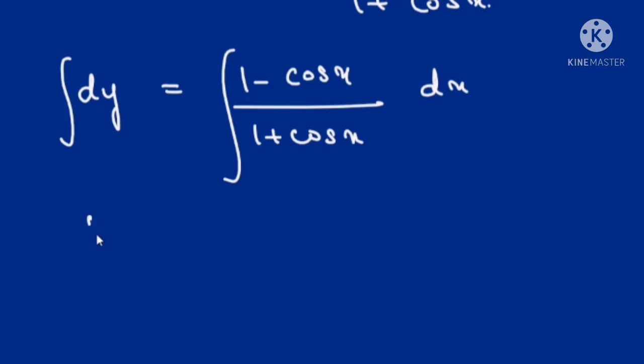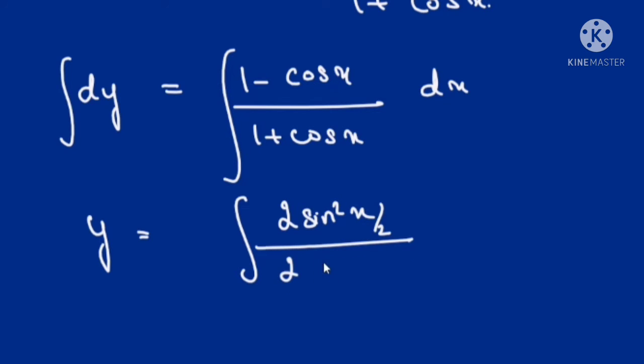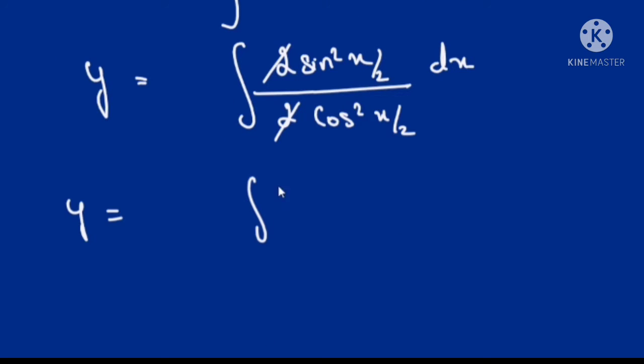So integration of dy is y. Integration of this, 1 minus cos x is 2 sine square x by 2, and 1 plus cos x is 2 cos square x by 2, into dx. So 2 cancelled. So y is equal to integral of tan square x by 2 dx. What is the integration of tan square x? How do you integrate tan square x? What is 1 plus tan square x?